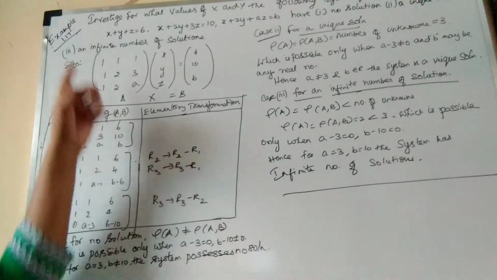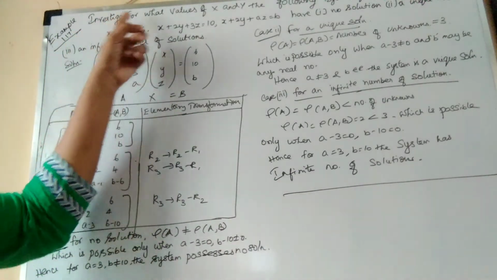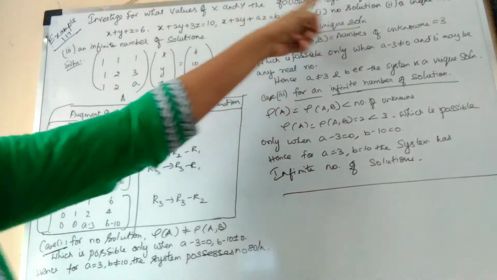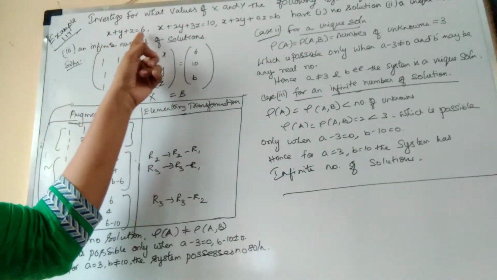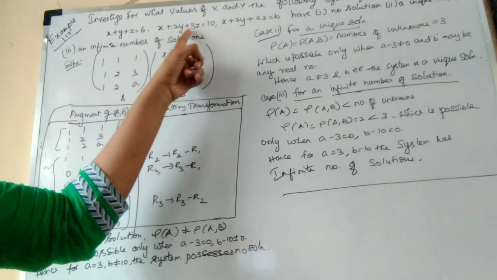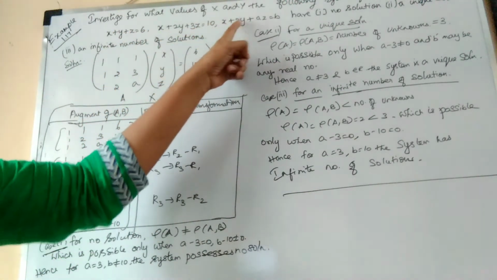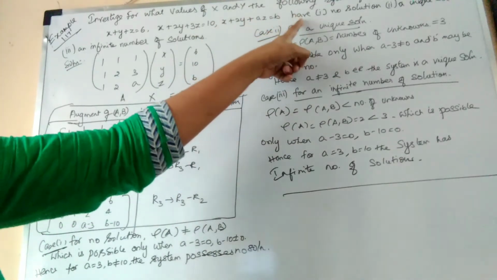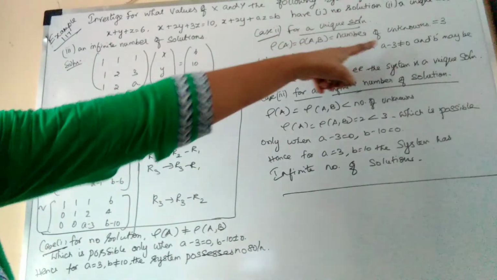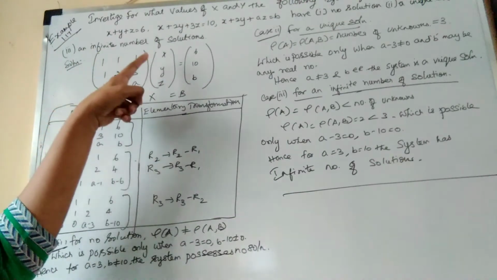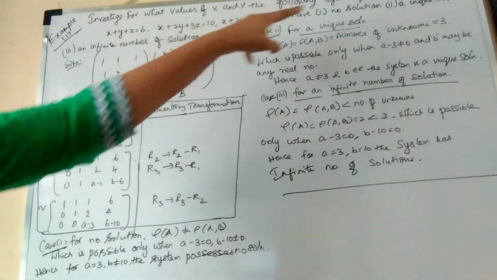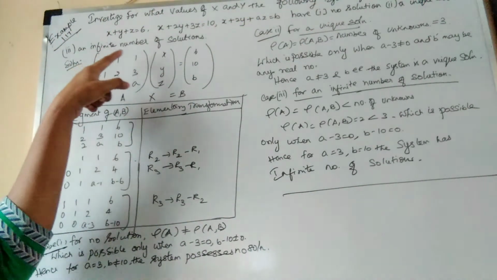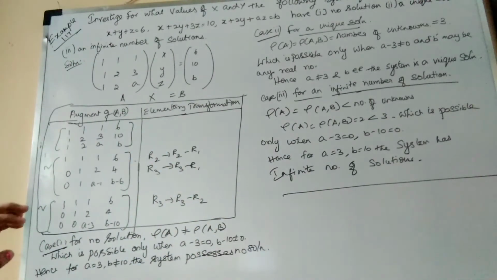Okay, looking to your next question, example 1.17. Investigate for what values of a and b the following system of equations: x + y + z = 6, x + 2y + 3z = 10, x + 2y + az = b have no solution, unique solution, and infinitely many solutions. That means for each case, no solution, unique solution, infinite solutions, what is your answer? That you have to find.